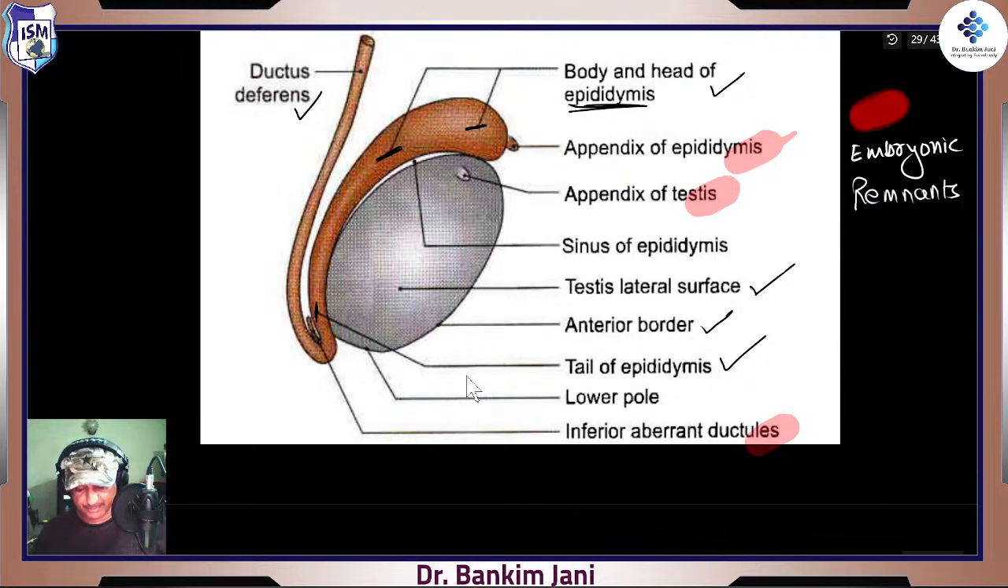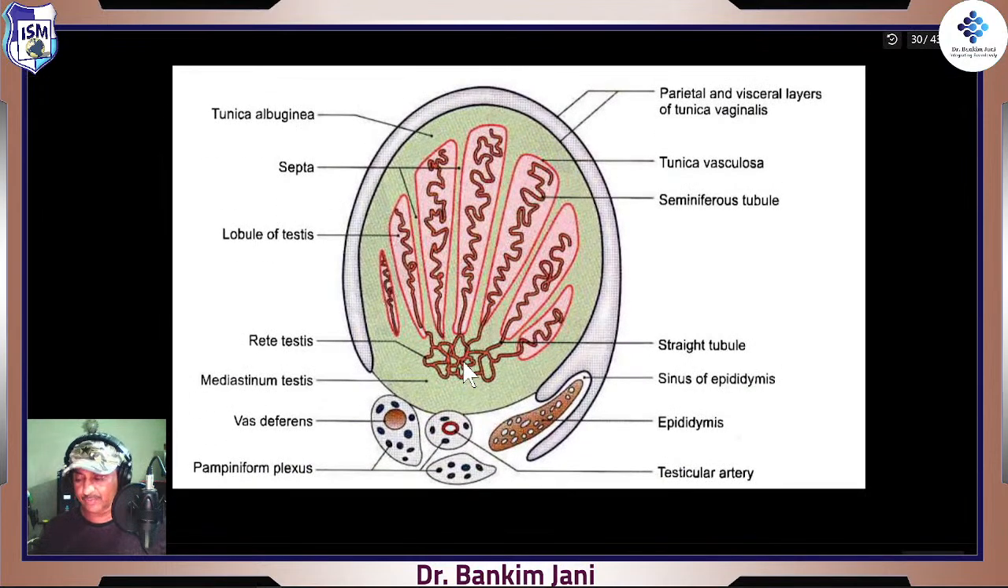Now we take a section, and this is the area for which I was waiting. All these structures you must know. See, every structure: the parietal and visceral layers of tunica vaginalis, done. You know this. This is the outermost, right? This is parietal and this is visceral. In between, there would be the hydrocele, if the fluid gets collected.